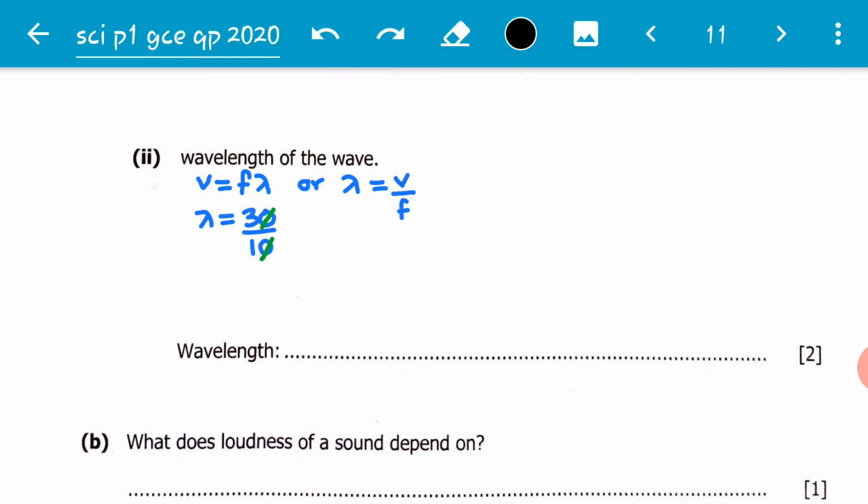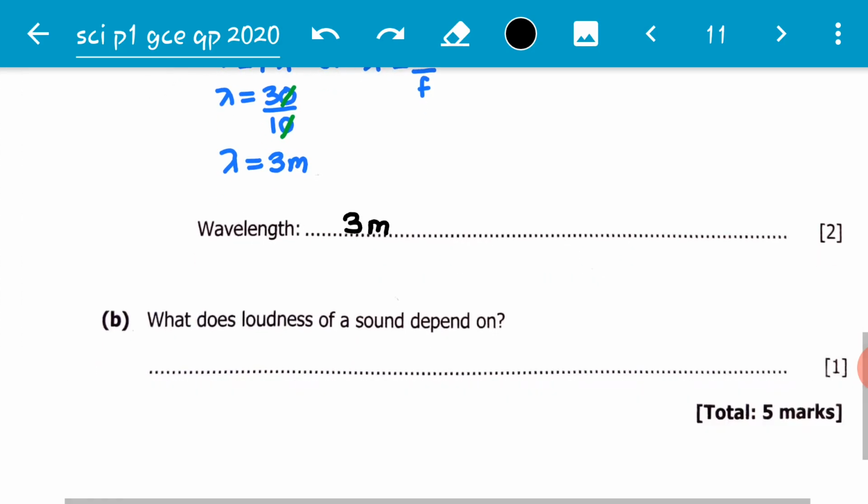So we are going to use wavelength is equal to wave velocity divided by frequency. If we substitute that there, we have wavelength is equal to 30, which is the velocity, divided by 10, which is the frequency. 30 divided by 10 is 3. So we have 3 meters. Wavelength is in meters, so we put it there.